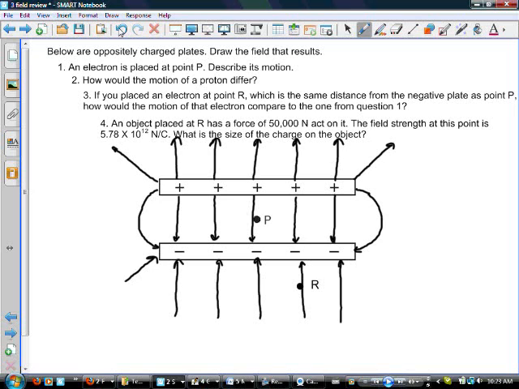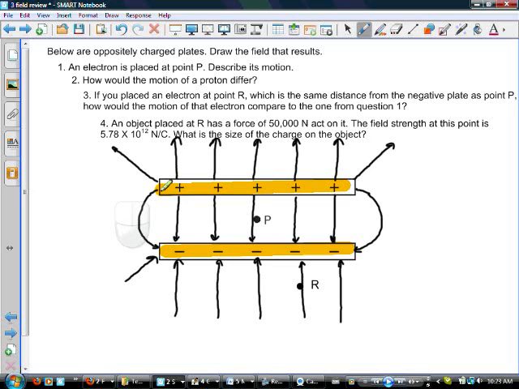All right, so an electron is placed at point P. Describe its motion. So what's an electron going to do? Towards the positive. It's going to move towards the positive plate. Can we be a little more descriptive or specific? It's going to accelerate towards the positive plate. It is repelled by this negative plate here, and attracted to the positive plate there. So it will accelerate. Whenever you see describe its motion, try and be as specific as possible.